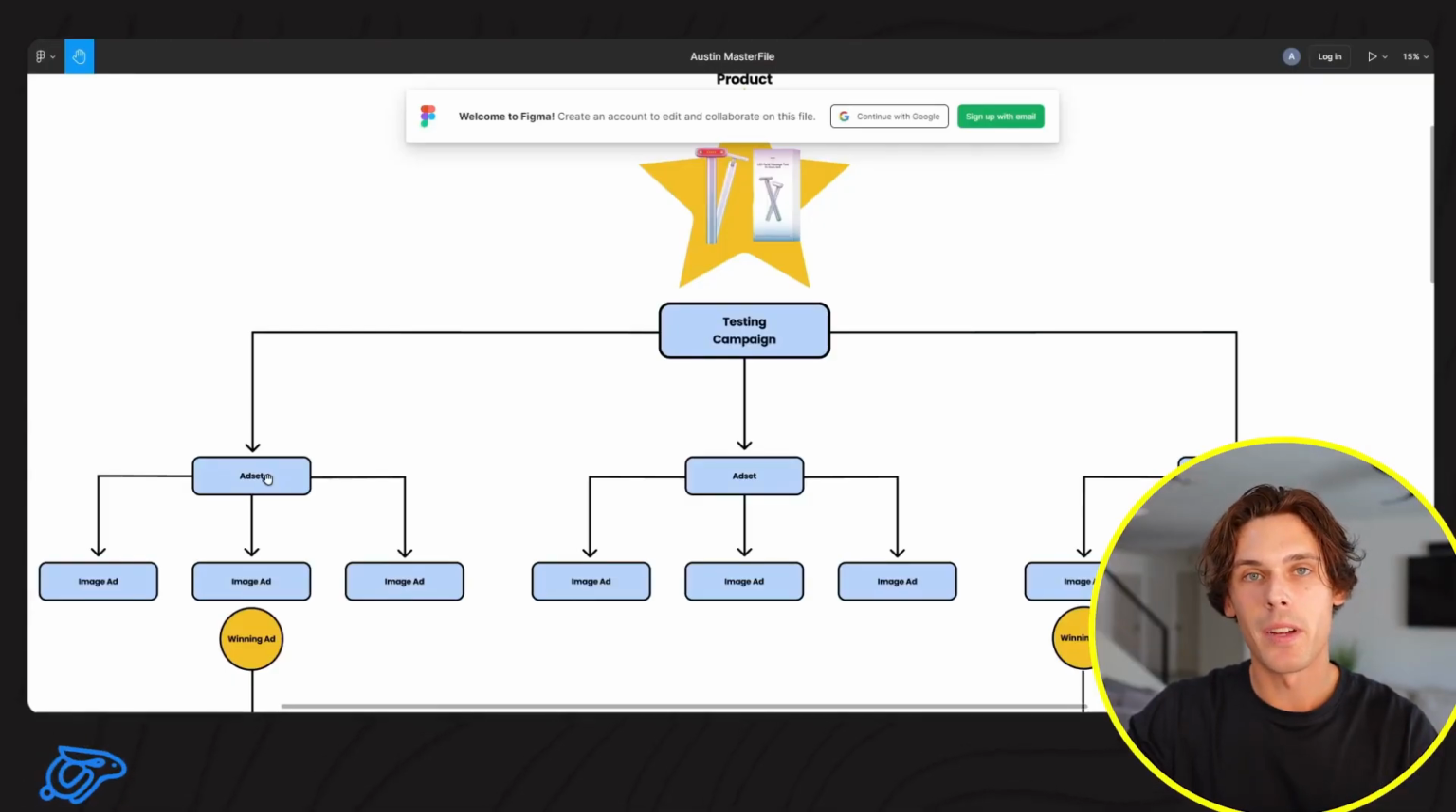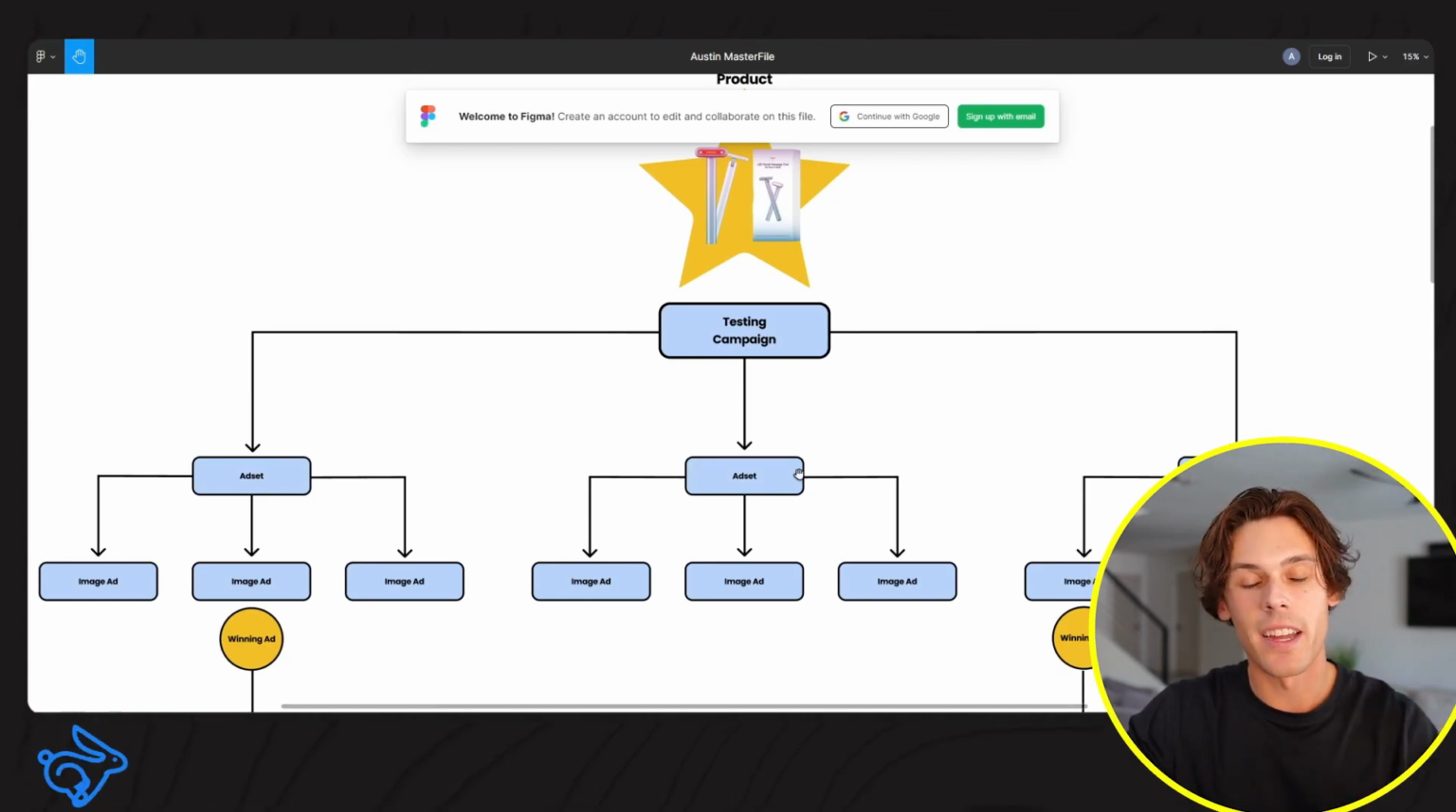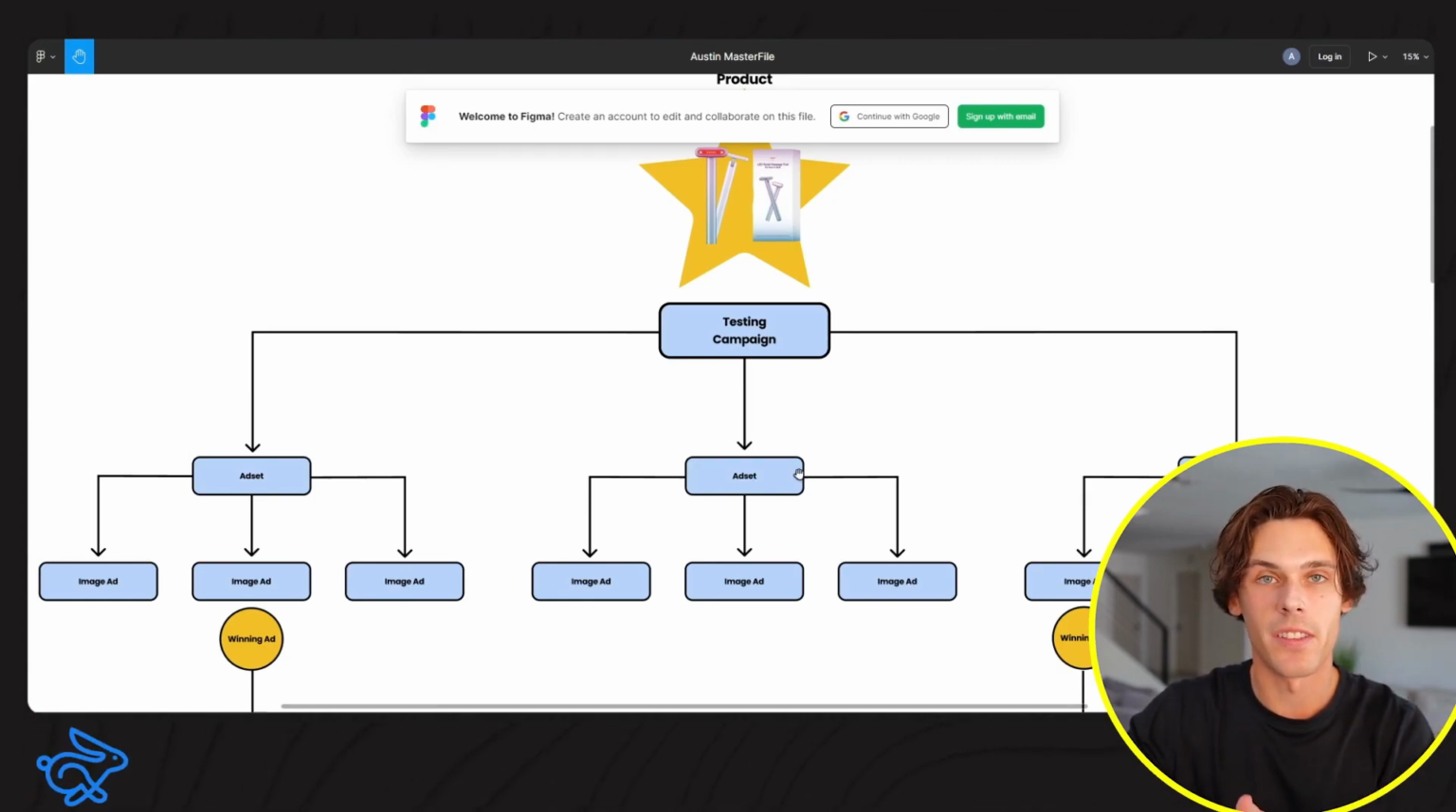For an example for this budget, which I would recommend, is $25 a day in ad sets. So you're not going to run a CBO, which is a campaign budget optimization, where it spreads out your money evenly between the ad sets and then down also to the image ads. With an ABO, each individual ad set or marketing angle is actually going to spend the full $25 every single day. So this campaign in total will run $75 a day.